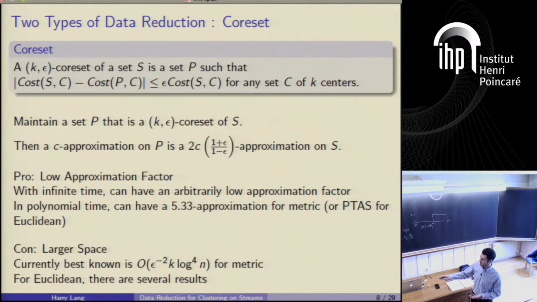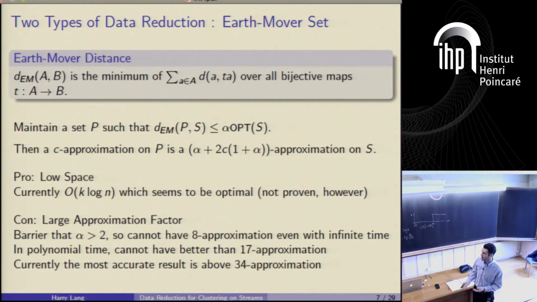The con here is that the best known space is log to the 4th for metric spaces. This is a con versus just log n. We have log to the 4th.